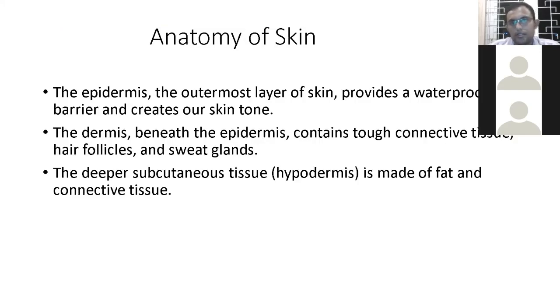So a little introduction to the anatomy of skin. The epidermis is the outermost layer of skin. It provides a waterproof barrier and creates our skin tone. And beneath that there's the dermis. It contains tough connective tissue, hair follicles, and sweat glands.